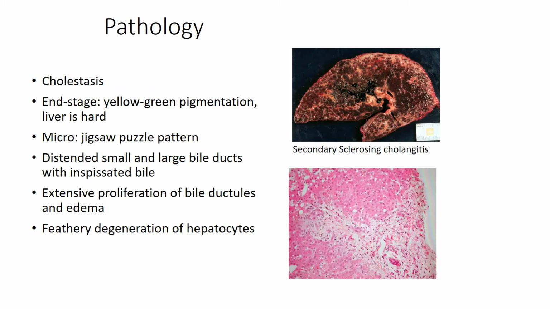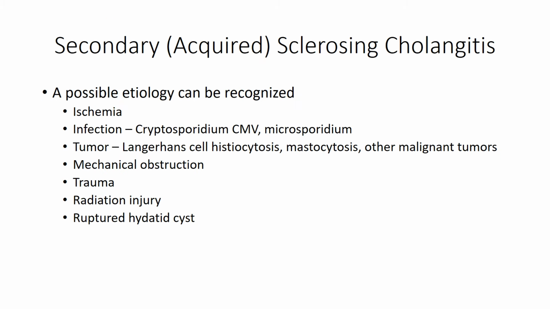Quick question with the obstruction. Does the liver fluke, like the Asian liver fluke, lead to secondary sclerosing cholangitis? That could, yes, it could. Okay, because that would be like small. Yes, absolutely, it can. So the liver fluke can also lead to secondary sclerosing cholangitis.